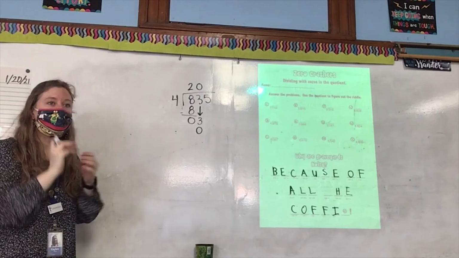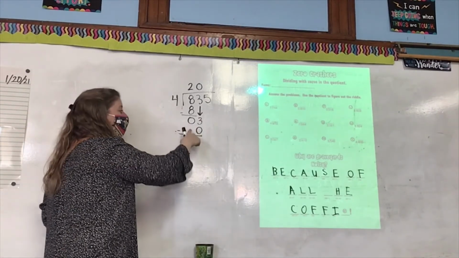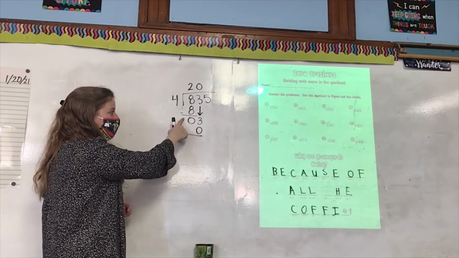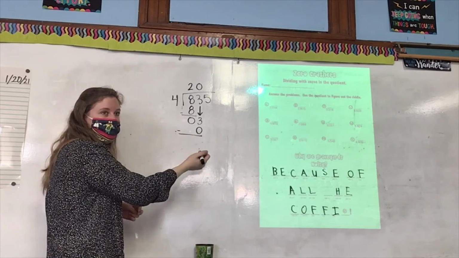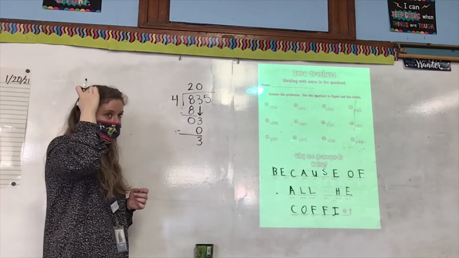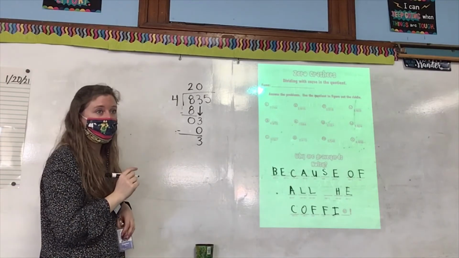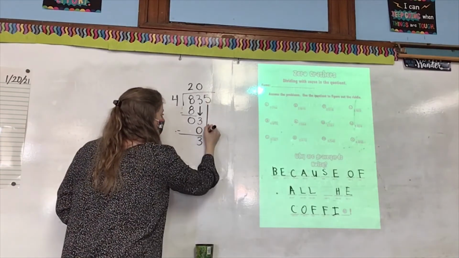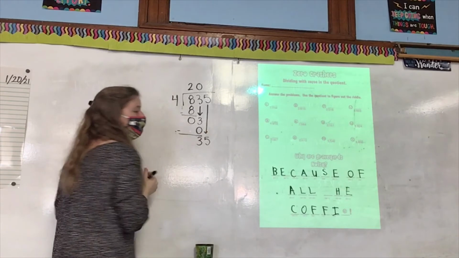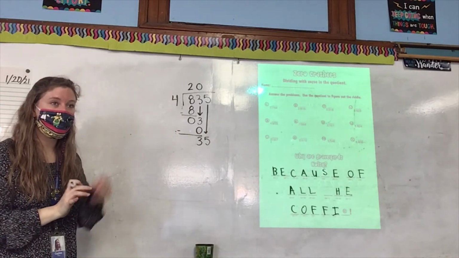Now we subtract. What are we subtracting? 3 minus 0. There you go. We subtract the answer to our multiplication problem from our new dividend. 3 minus 0 is 3. What do we do next? Bring down. Do we have something to bring down? Yes. What do we have? A 5. So we just created our new dividend, which is 35.